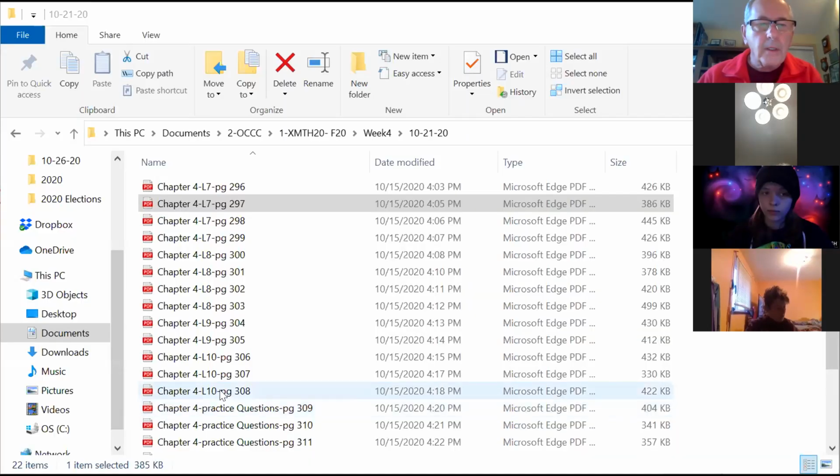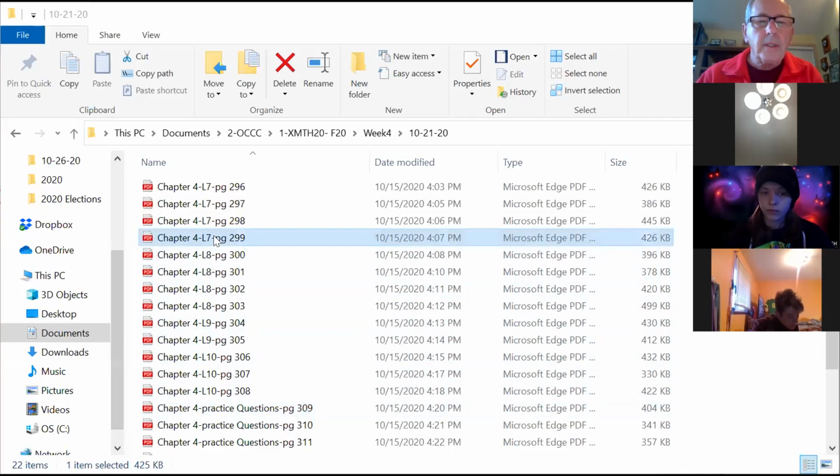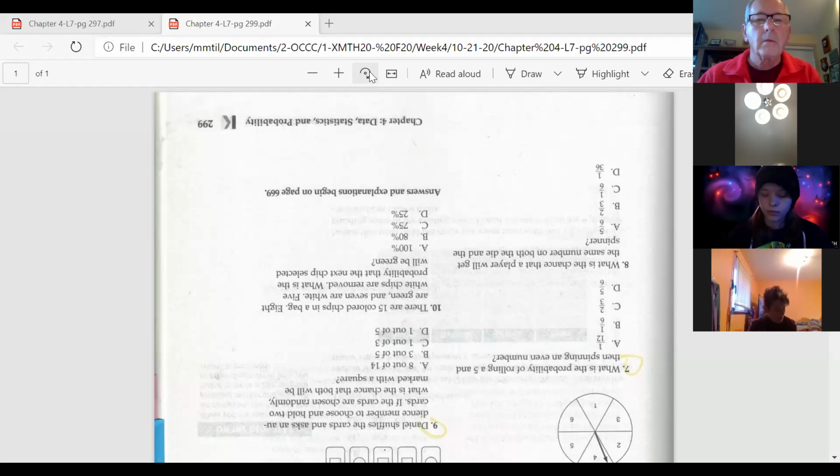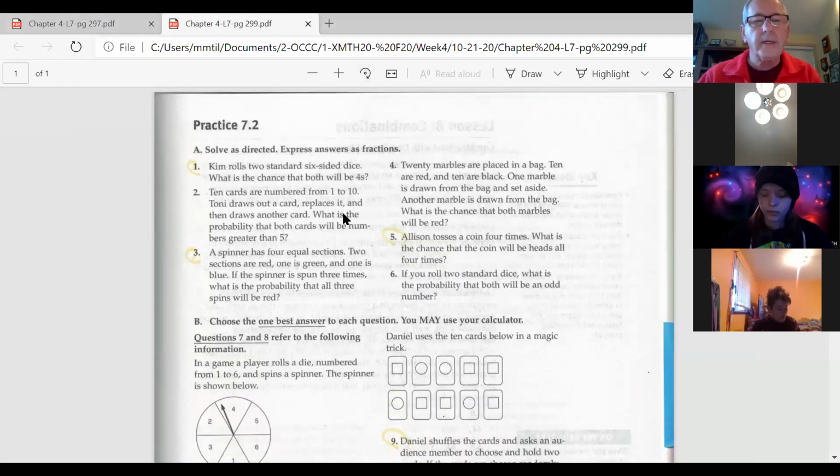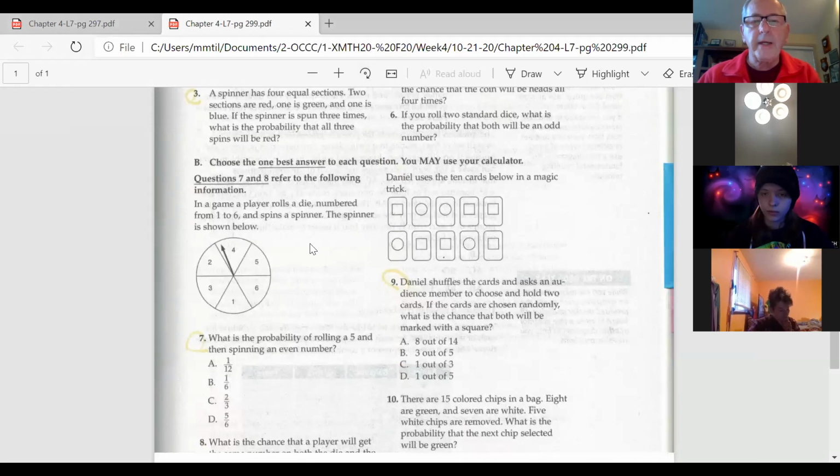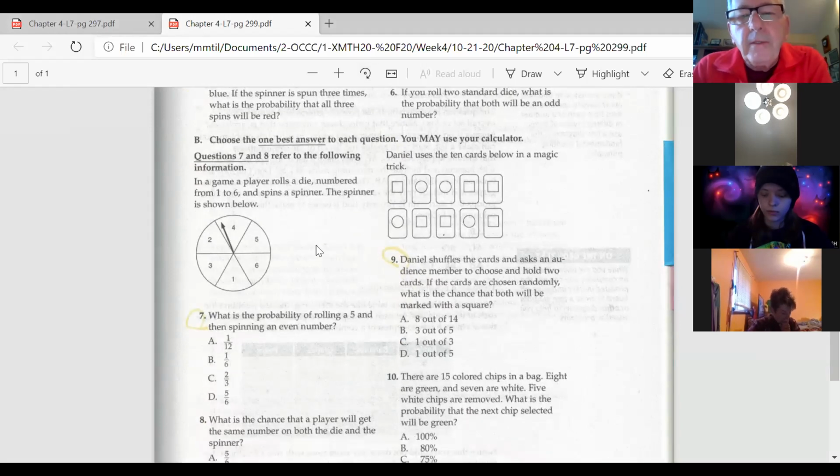Let me go to 299, number 9. Just a sec here. Share. Boom. Okay, here's 299, number 9. Daniel shuffles the cards and asks an audience member to choose and hold 2 cards. If the cards are chosen randomly, what's the chance that both will be marked with a square?